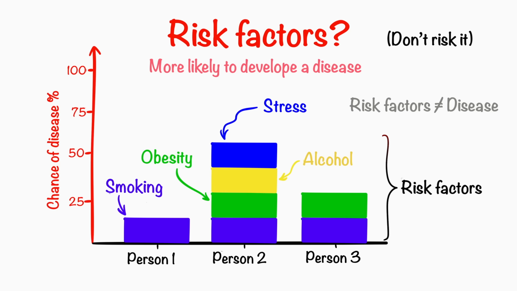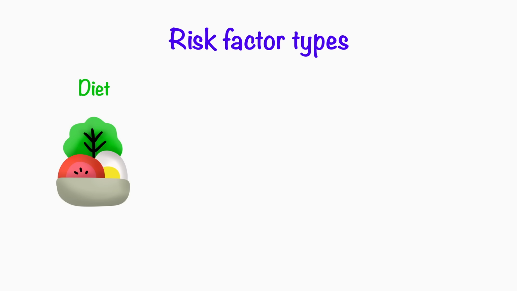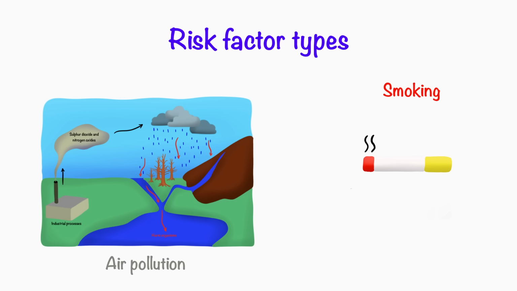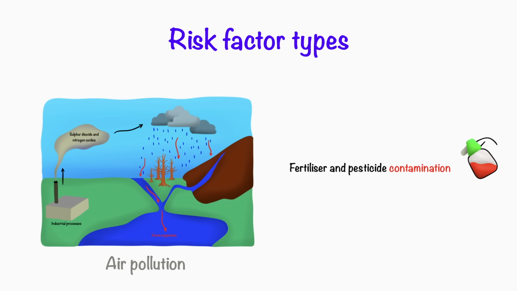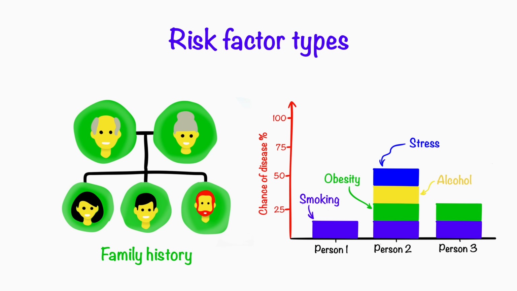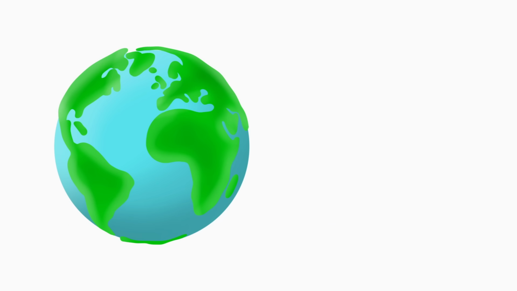Risk factors come in different types. Some are related to your lifestyle, like what you eat, how much you exercise, or whether you smoke. Others are environmental, like pollution in the air or chemicals you might be exposed to. Some risk factors you can't control, like your age or family history, but many others you can change. What makes non communicable diseases tricky is that they're usually caused by several risk factors working together, not just one thing.